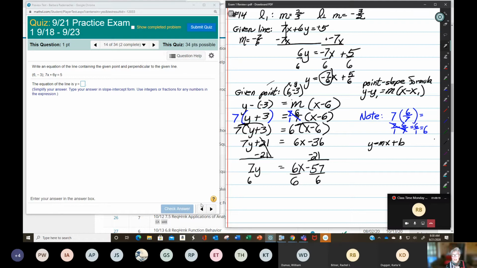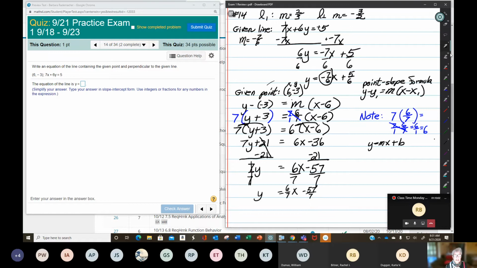No, I don't. I lied to you. Don't let me lie to you. I divide by 7. What good is it going to be to divide by 6? Silly teacher. There you go. That's why I do it. y equals 6/7 x minus 57/7.